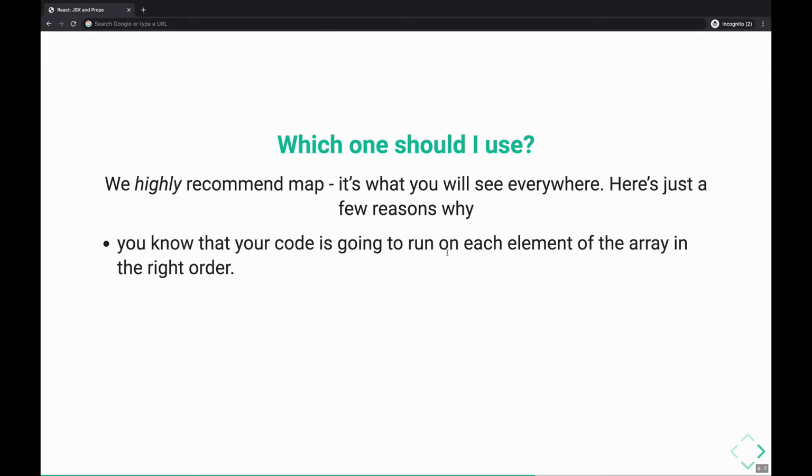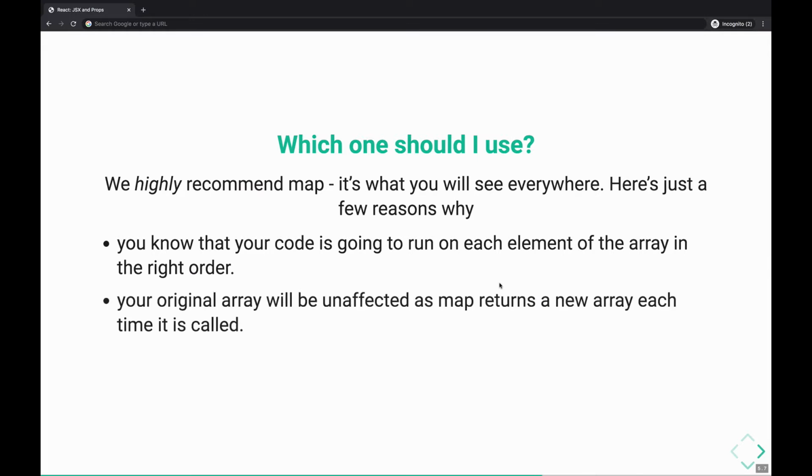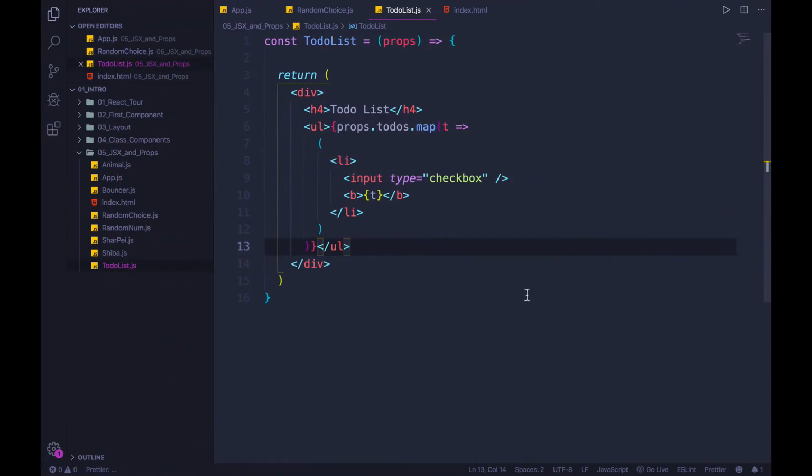Aside from the fact that it's most commonly used, with map, you know that your code is always going to run on each element in the right order. You know that the original array will be completely unaffected. Map does not alter or mutate the original array. It makes a new array every single time. And that's actually a very important concept in React. We'll get into it later on. So at the end of the day, you'll see map everywhere. It's what we recommend you use.